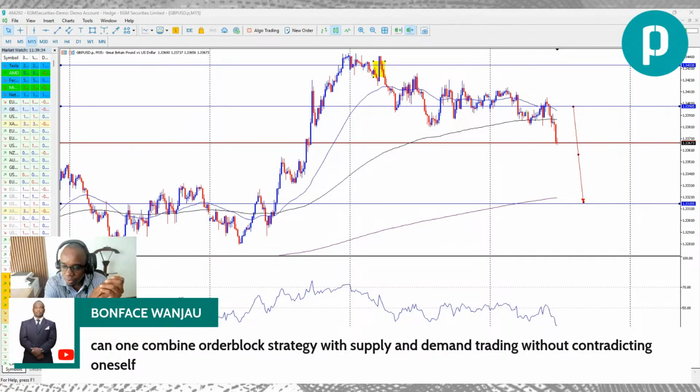If price comes to an area you've defined as an area of support, look for confirmations. Some of the confirmations are something like a bullish engulfing, a morning star, a hammer. If you see some of those patterns, it's game on for you.